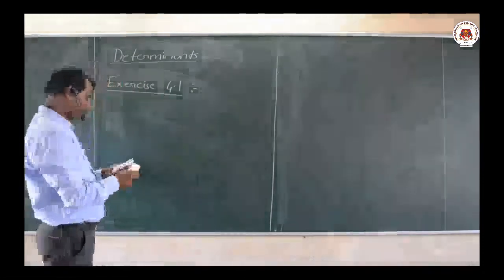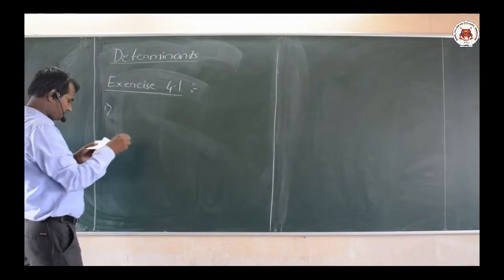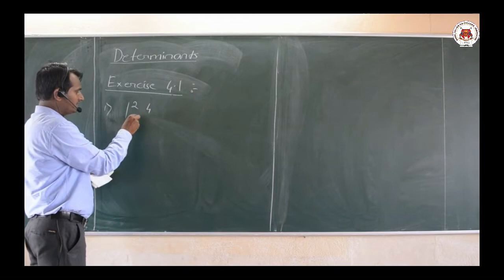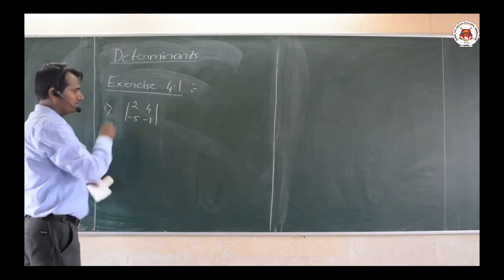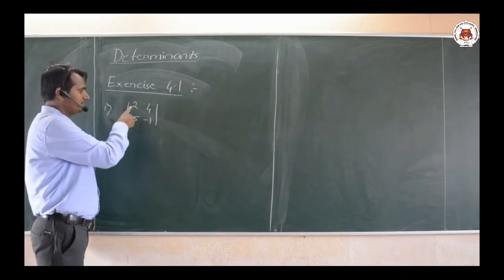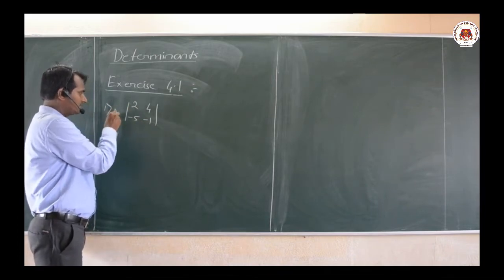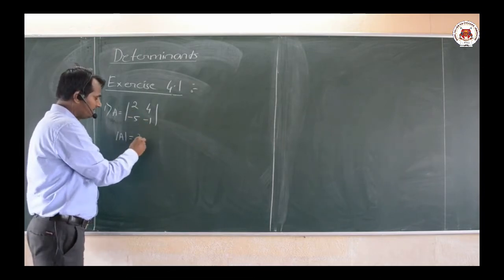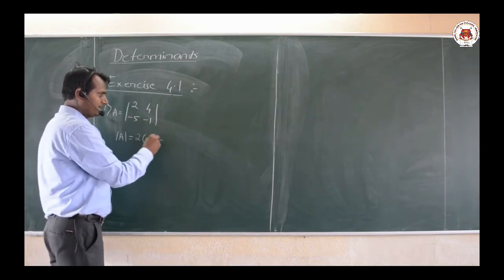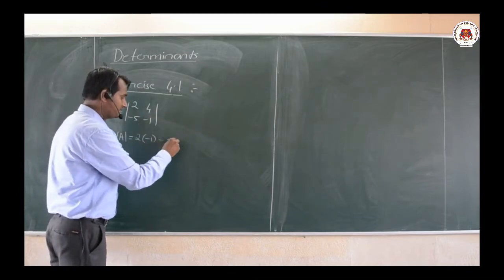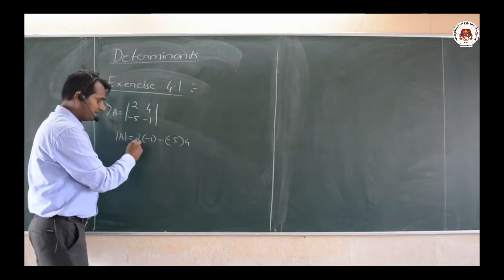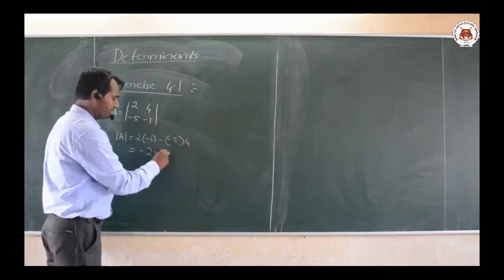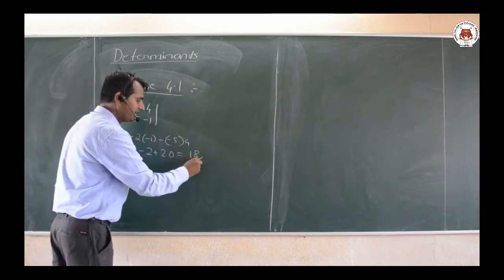Let us move on to the first problem. Evaluate the determinant 2, 4, minus 5, minus 1. How to evaluate it? It is very simple. Determinant of A equals 2 into minus 1, minus of minus 5 into 4. What we get here: minus 2, and 5 fours are 20, minus into minus plus 20. Ultimately the value will be 18.